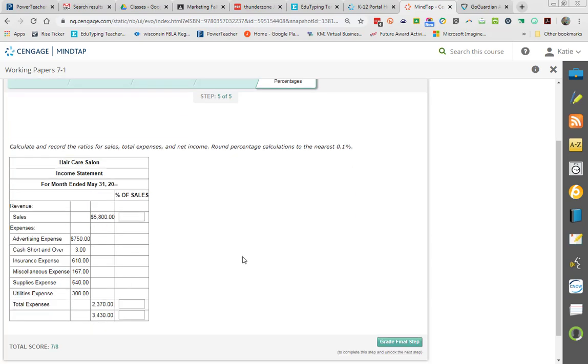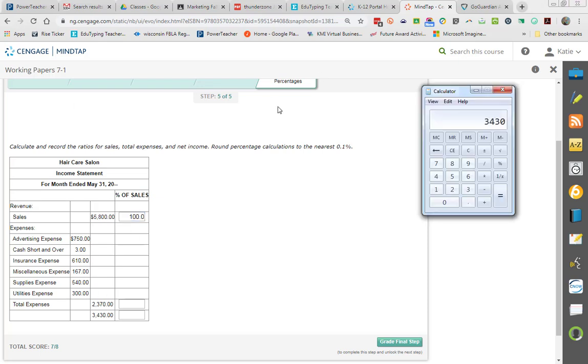Now we're to step five, which is calculate your component percentages. We take these numbers that need a component percentage and we divide by sales. It tells us to calculate and record our ratios for sales, total expenses, and net income, rounding percentage calculations to the nearest 0.1%, which means you need to have one decimal. If I take a number and divide by itself, what is it going to equal? One. So sales is always going to be 100.0%, because if you divide it by itself, it gives you one. I'm going to write 100.0 because the directions tell me to have one decimal place.